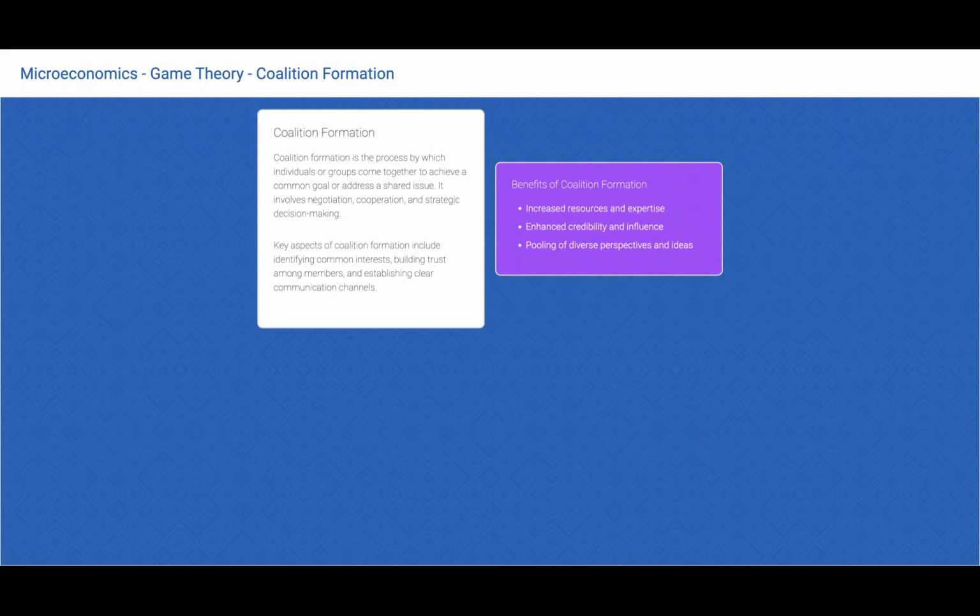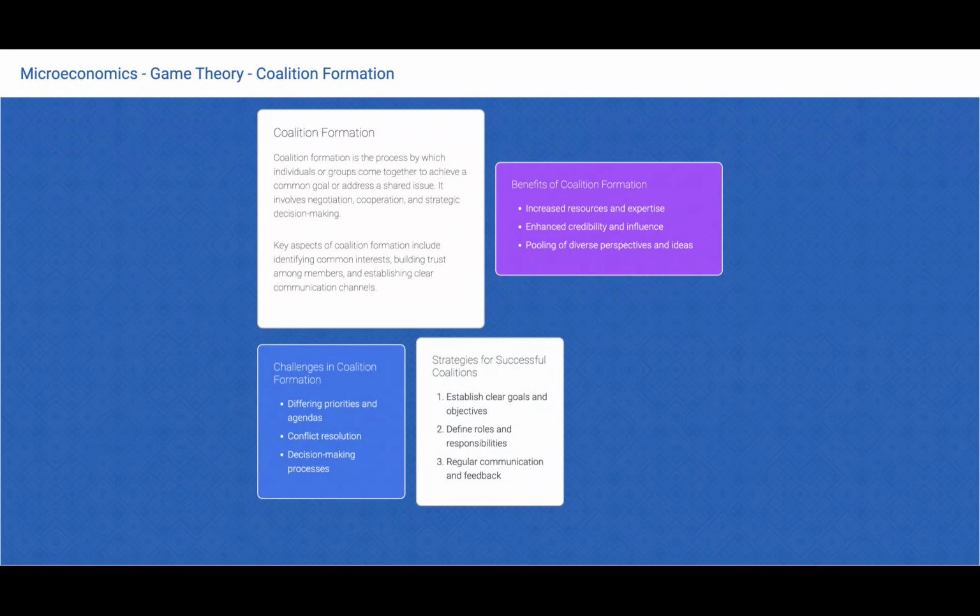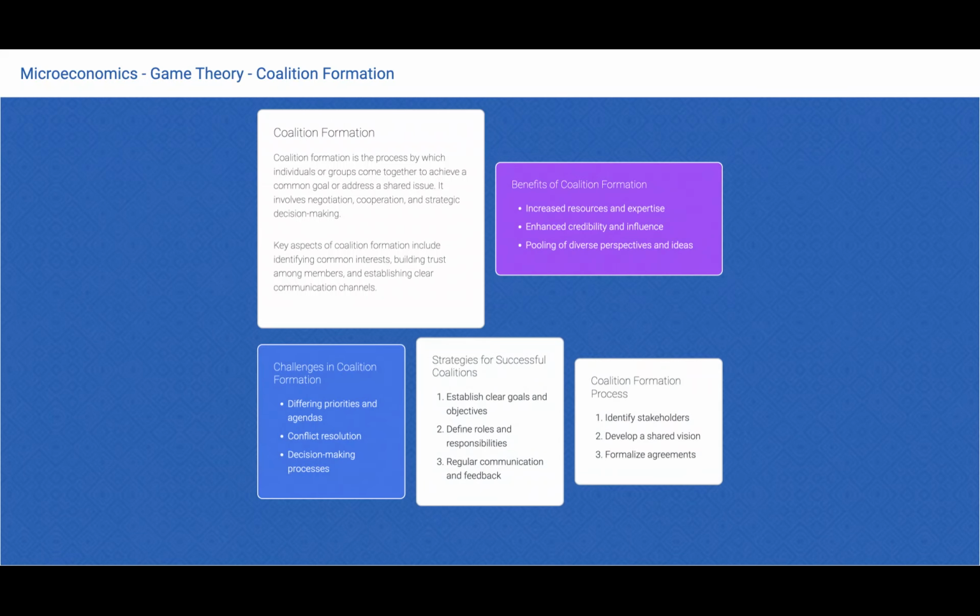Coalition formation is a dynamic process that involves various stakeholders coming together to work towards a common goal. It requires effective communication, negotiation, and collaboration to achieve success. By forming coalitions, individuals or groups can leverage their resources, expertise, and influence to address complex issues and drive positive change in society.